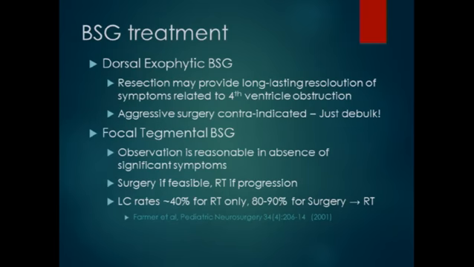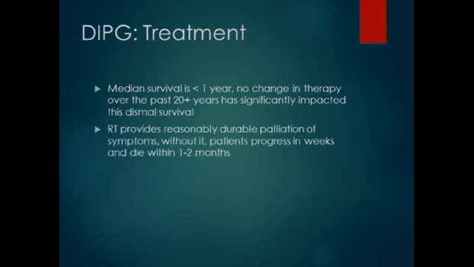Okay, focal tegmental brainstem gliomas, these can also be observed actually if they don't have any symptoms. Surgery can be done, and radiation is reserved in general for progression. Local control rates are 40% with radiation alone. If they have surgery first and then subsequent radiation, very high, 80 to 90%.